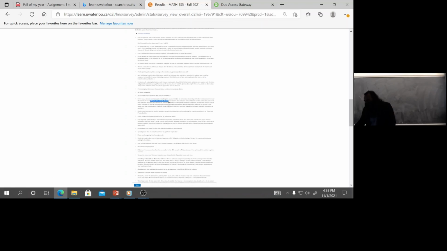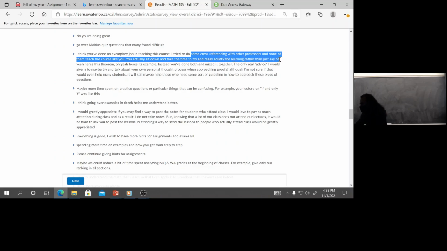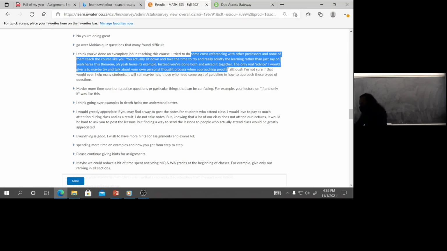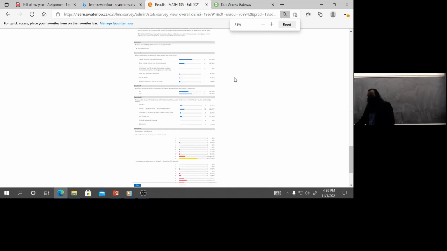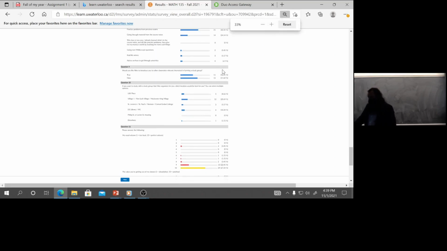I think you've done an exemplary job in teaching this course. I tried to do some cross-referencing with other professors, and none of them teach the way you do. You actually sit down and take the time to try and solidify the learning rather than just say, oh yeah, here's this theorem, oh yeah, here's its example. Instead, you've done both and mixed it together. The only real advice I would give is to maybe try and talk more about your personal thought process when approaching the proofs. Okay, good, I'll try to do that a little bit more. Although I'm not sure if that would even help many students, it will maybe help those who need some sort of guideline. Okay, I'll look at all of these. It's too much to read right now, but I'll look at all of these and I will use some of the feedback to improve my lectures.